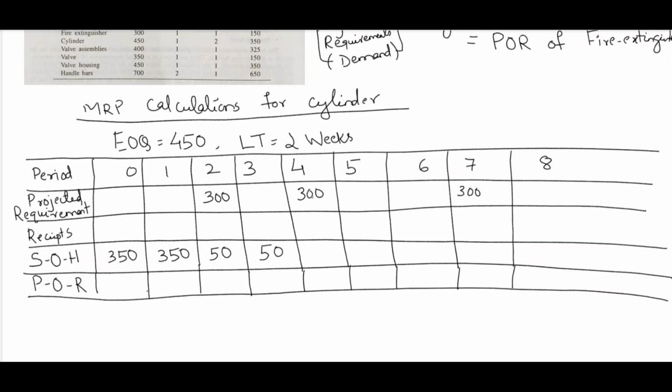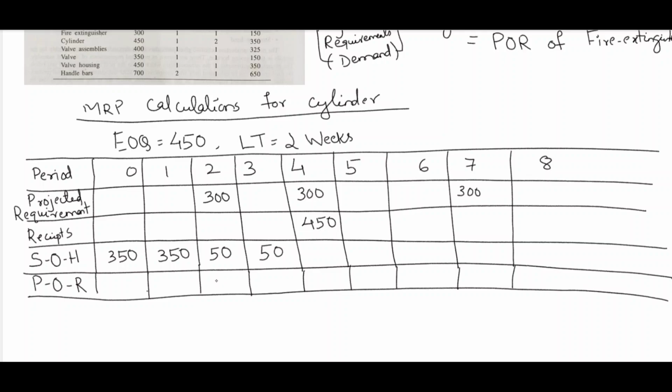Okay, now you see, fourth week we need 300 numbers of cylinders, but we are having only 50. So we have to place the order. How many quantities can we order at a time? 450. And what is the lead time? 2 weeks. 2 weeks means we have to order before 2 weeks. We want this 450 pieces of cylinders to be received in the fourth week. But lead time is 2 weeks, so before 2 weeks we have to order.